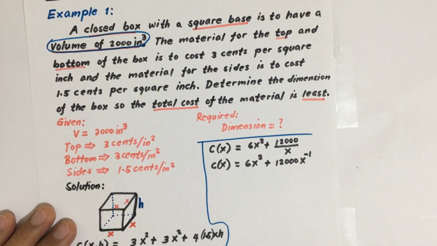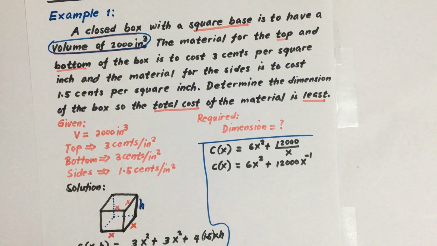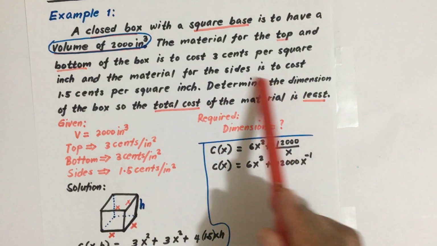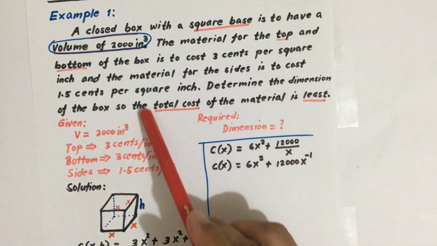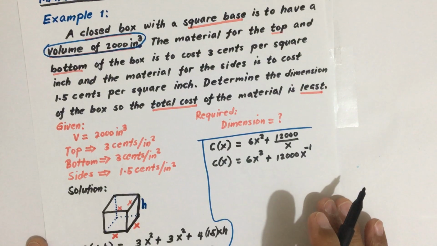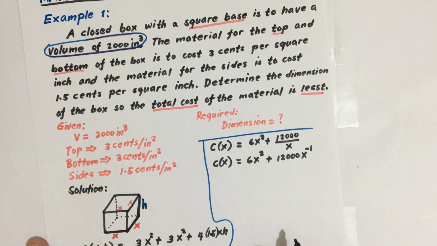Okay, since we are optimizing this problem, the total cost is to be minimum or least. As mentioned here, the total cost of the materials should be least or minimum. So we are going to use the concept of the extreme value theorem, where we have to set the first derivative equal to 0 to determine the maximum or minimum value. So in this case, we determine the minimum total cost of making the said closed box with a volume of 2000 cubic inch.